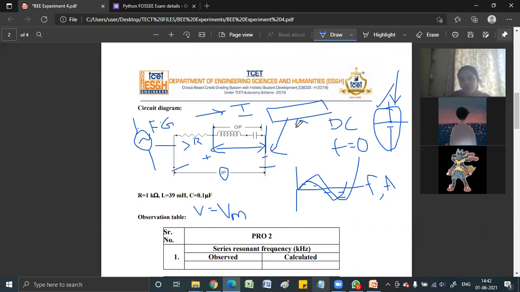So in order to view such a variation, you use an oscilloscope. You have two types of oscilloscope. The older version is the cathode ray oscilloscope, called the CRO. The latest one that we usually use in our lab is the DSO, digital storage oscilloscope. DSO offers many more advantages over CRO, and you can also store the data you have captured digitally and retrieve it from there.